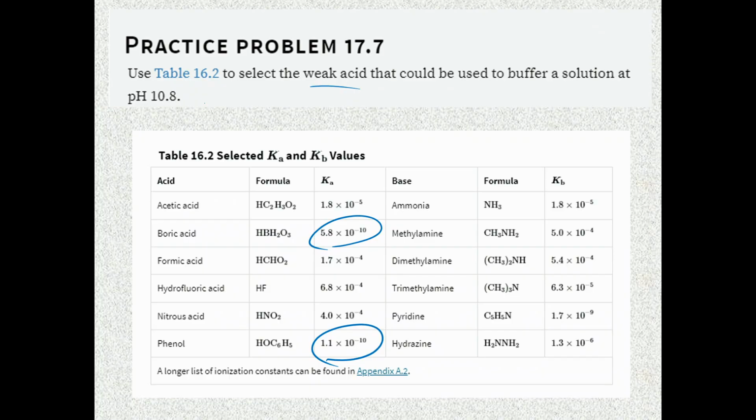So the negative log of 5.8 times 10 to the minus 10 is 9.24. That's a 4. The negative log of 1.1 times 10 to the minus 10 is 9.96. Now, if I want to stay within that plus or minus, it has to be between 9.8 and 11.8, which means that boric acid is too low. So my choice will be phenol.